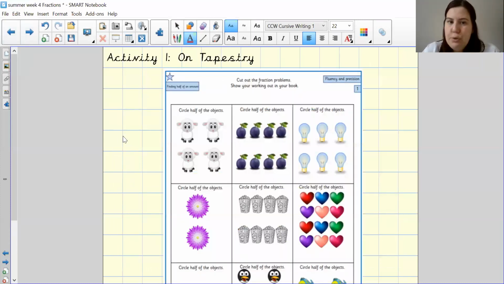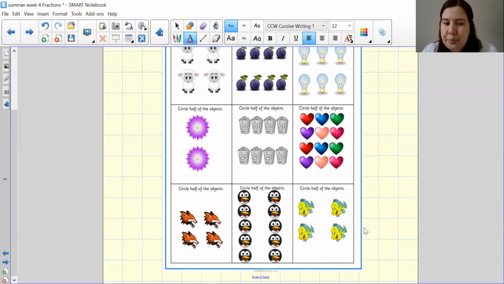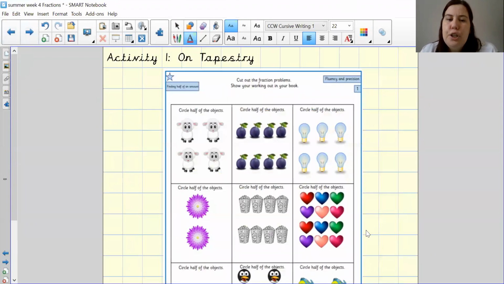So what you're going to do now is on Tapestry, or you could use the ones on the screen that you can see here, you are going to find half of these objects. So you could use your objects at home and represent half of them. So you might want to draw a bar model or make your own part whole models that you have used before. So some of you might have already made them when we did our activities before, so you might have some part whole models already made at home.